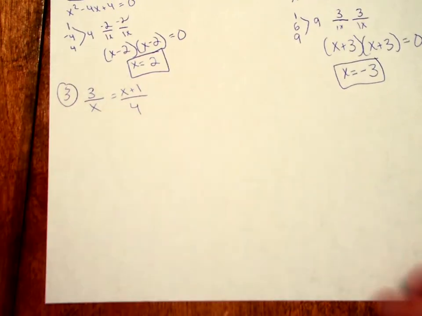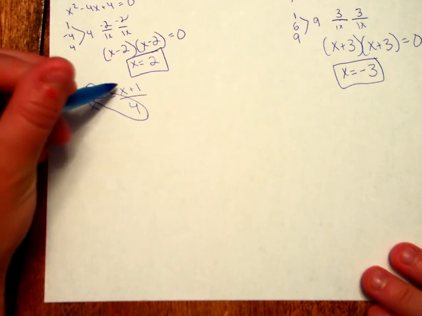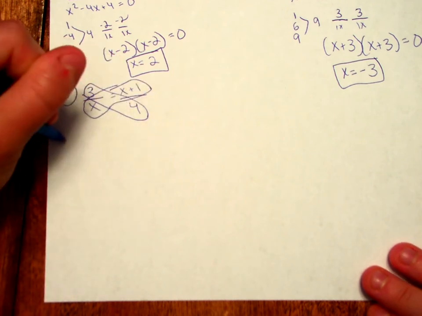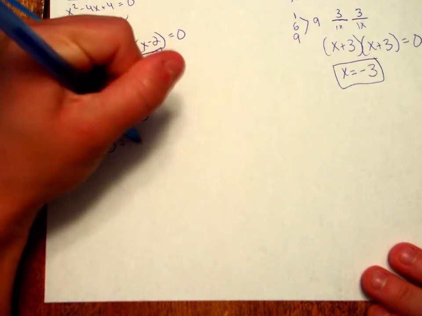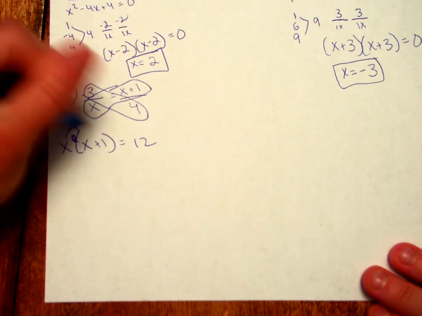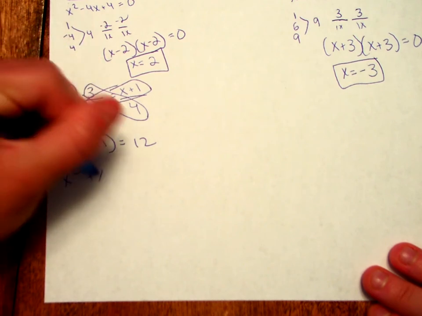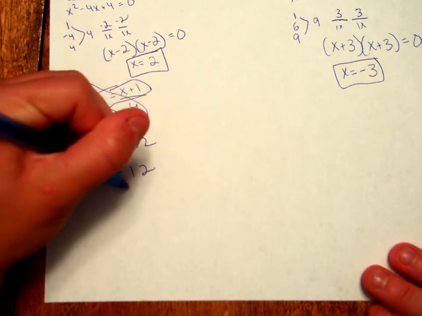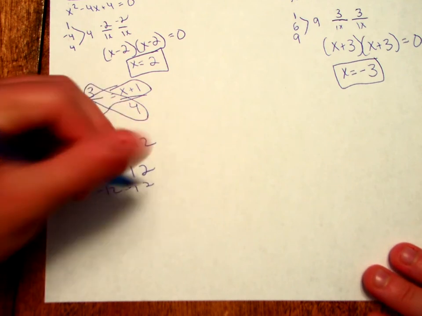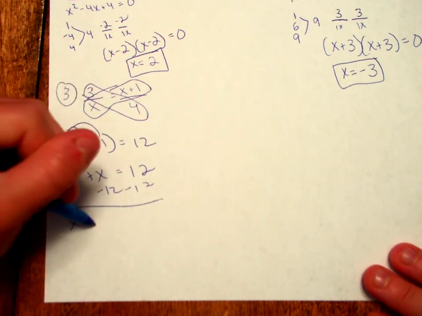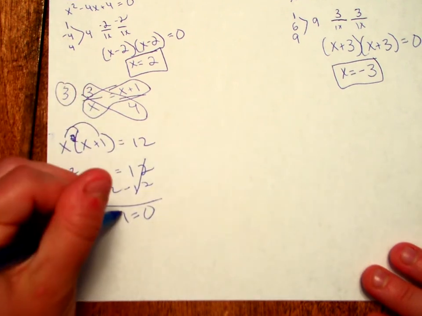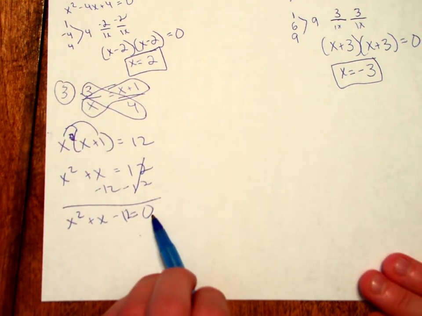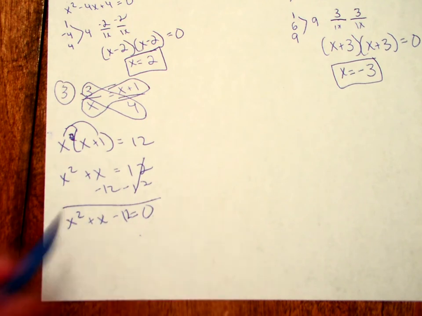All right, number 3. Set up very similar. We're left with x squared, jumping ahead of myself. X times x plus 1 equals 12. X squared plus x equals 12. Subtract 12, x squared plus x minus 12 equals 0. Again, that's the goal, to get everything on one side and then 0 on the other.